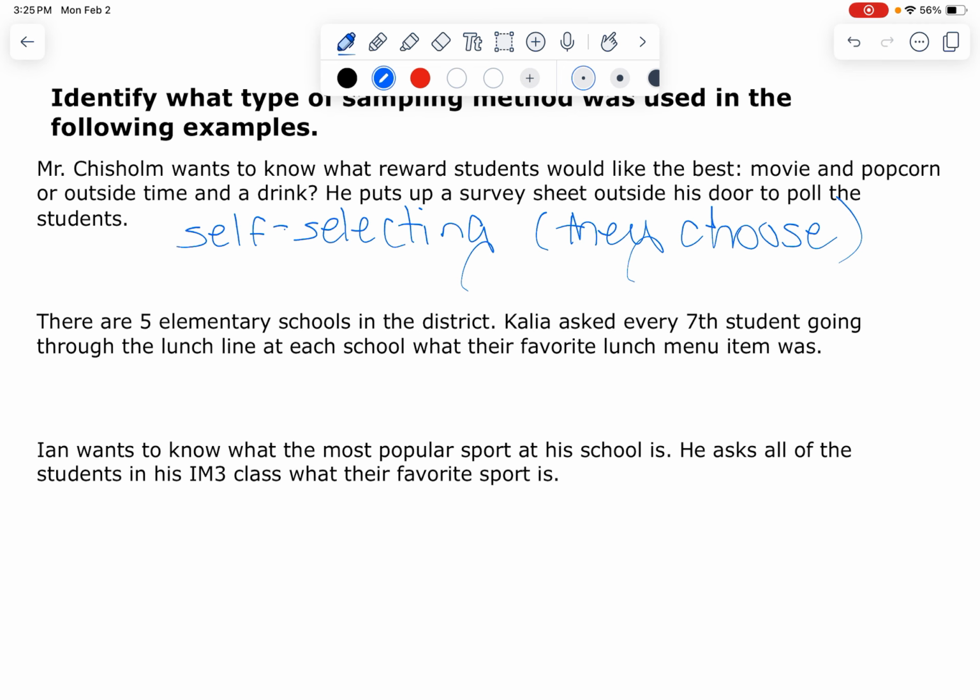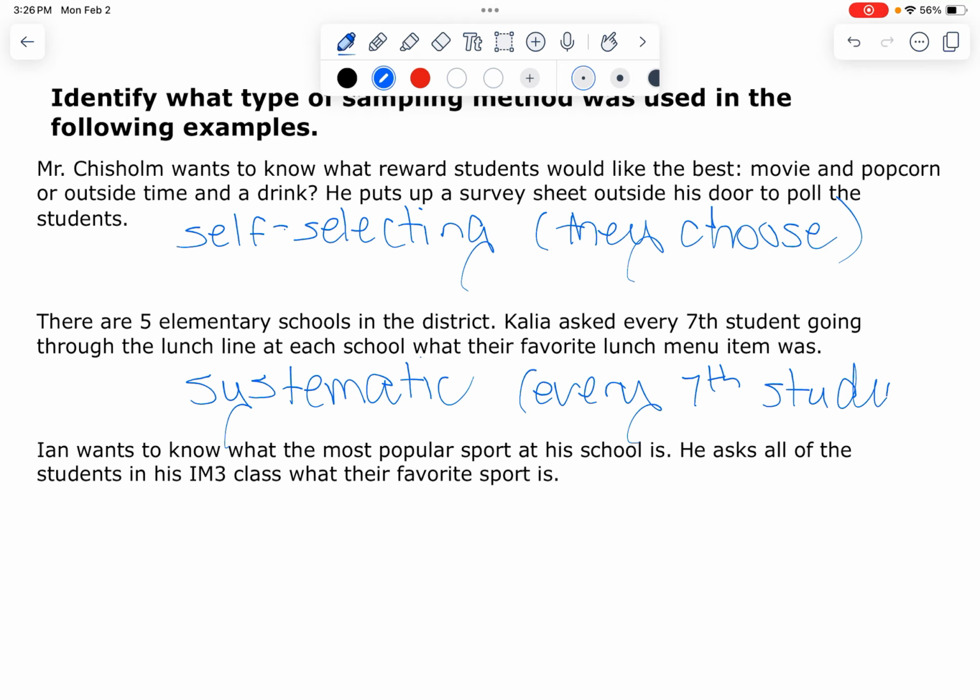There are 5 elementary schools in the district. Kalia asks every 7th student going through the lunch line at each school what their favorite lunch menu item was. Okay, well, this one is the systematic where there's a rule, right? And that rule was every 7th student. So that's how we know.